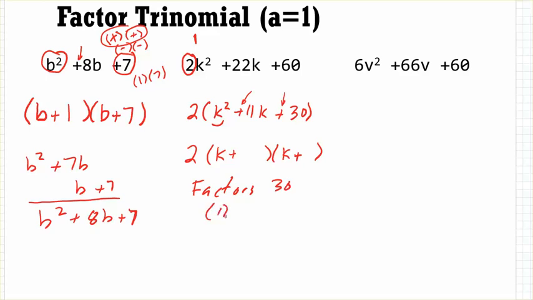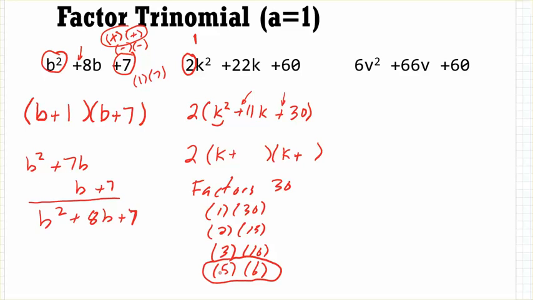The factors are, what numbers do we multiply together to get 30? And we know we're going to do 1 times 30, 2 times 15, 3 times 10. Now, you don't have to write these down, but I'll tell you that helps you a lot. And 5 times 6. Now we know to get the middle term, we're doing 2 operations. We are multiplying and we're adding. And the only one that'll give us 11 is this bottom one. So then this will be k plus 5 and k plus 6.